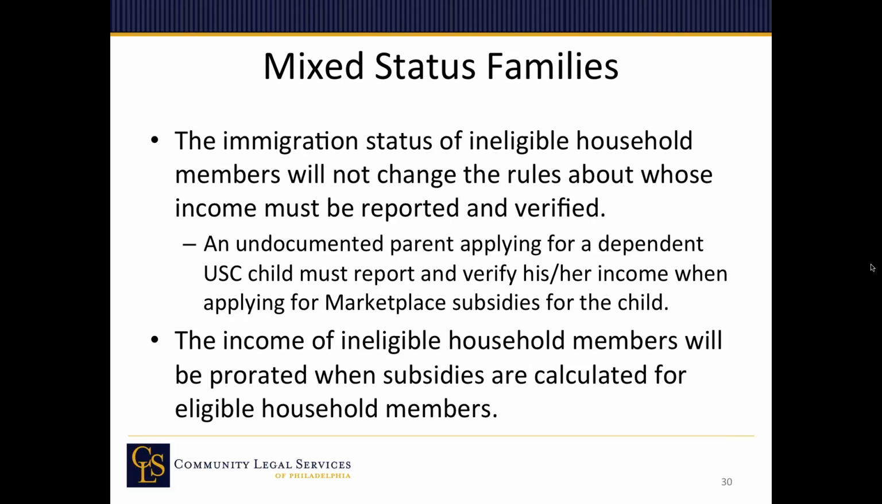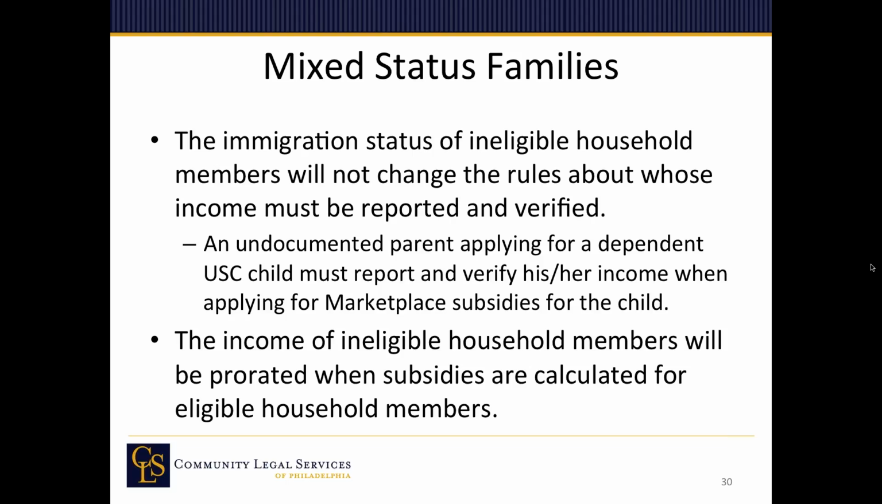Now, the parent's income will be prorated when the subsidies are calculated. And so what that means is, you know, the premium tax credit, if you are only expected to pay 2% of your income on premiums every month, the income that will be counted in a household of 2, this is a household of 2 with an undocumented parent and a U.S.